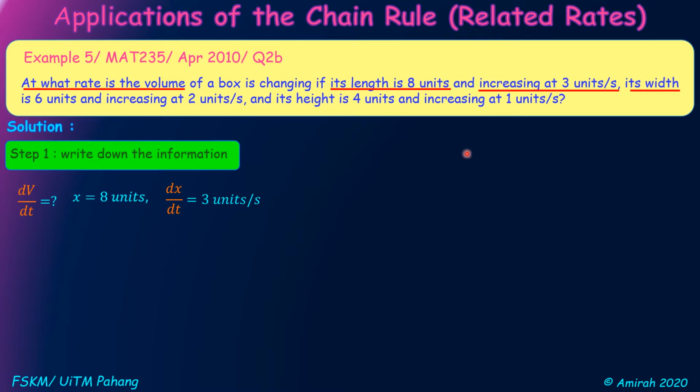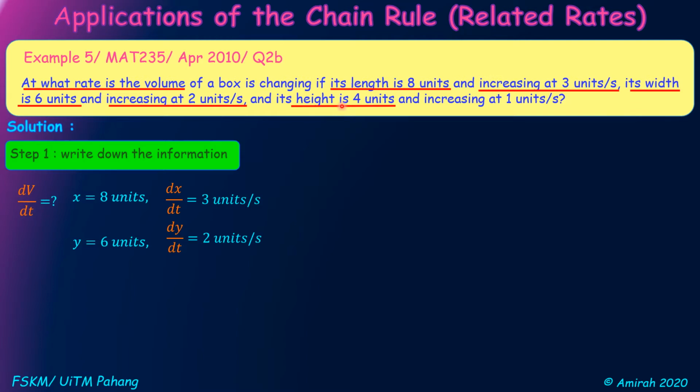And then its width is 6 units, so we can write y equals 6 units. Increasing at 2 units per second means dy over dt equals positive 2 units per second, because the word used here is increasing.